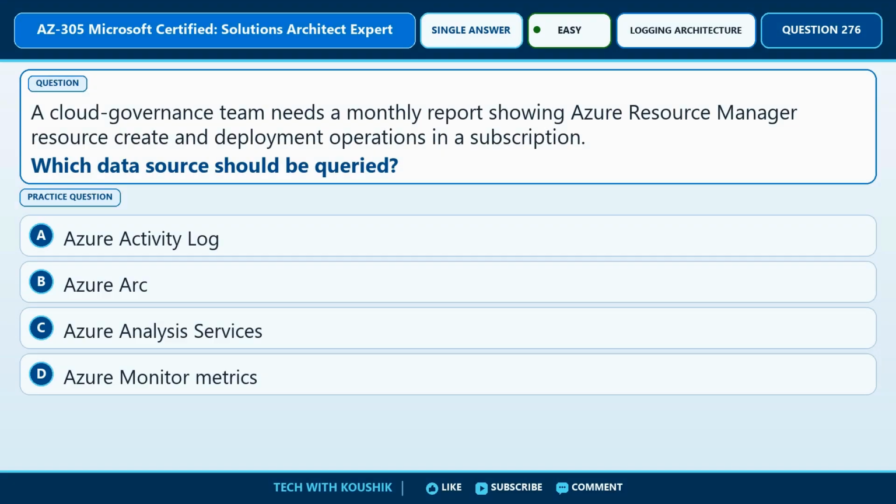Question number 276 highlights an important distinction. Focus on the following situation. A cloud governance team needs a monthly report showing Azure Resource Manager resource create and deployment operations in a subscription. Which data source should be queried? Focus on the distinction between these options. Option A, Azure Activity Log. Option B, Azure Arc. Option C, Azure Analysis Services. Option D, Azure Monitor Metrics.